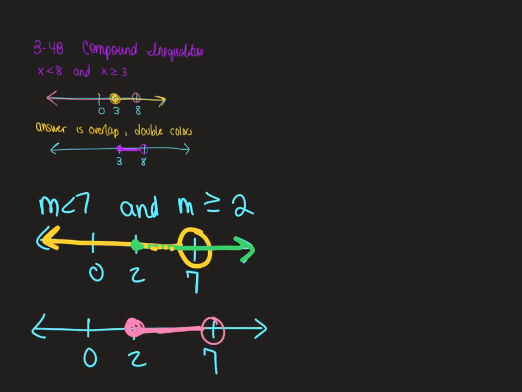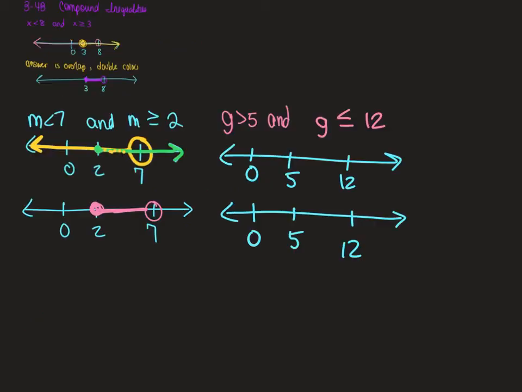All right, here's your answer. Pink is the answer. I have a closed dot at 2, an open dot at 7, and the reason is because the yellow starts here and goes that direction, green starts here and goes that direction, so in between is the answer. It's only the in between.